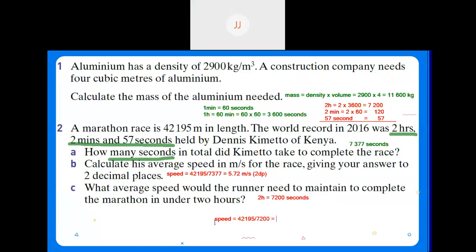Teacher, there will be decimals. Yes, you can round it off, to two decimal places. How many will it be? 5.86. Okay, 5.86. Is there anyone having any question so far? Or maybe I explained too fast or anything? No? Okay, if you have no question, we can move to question 3.